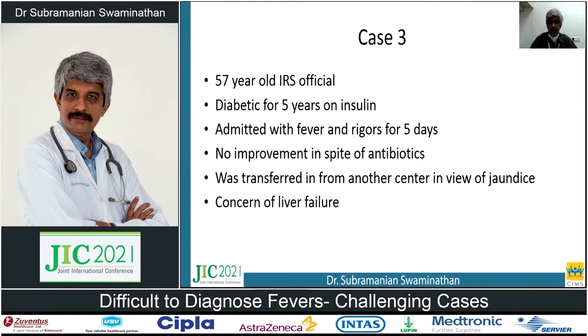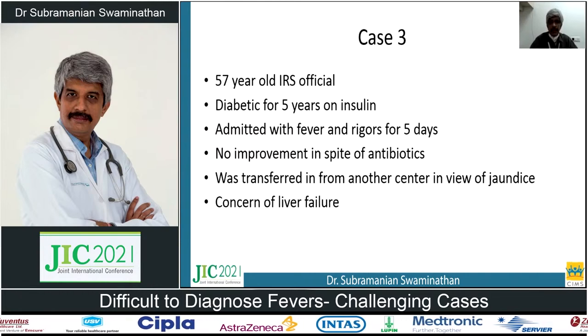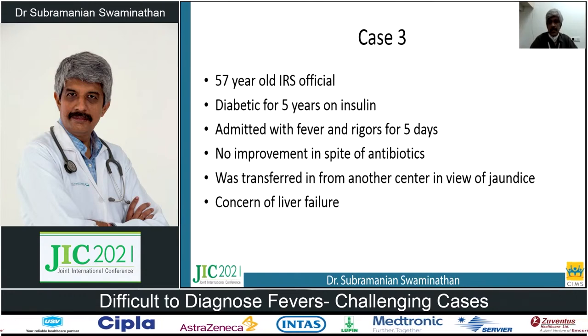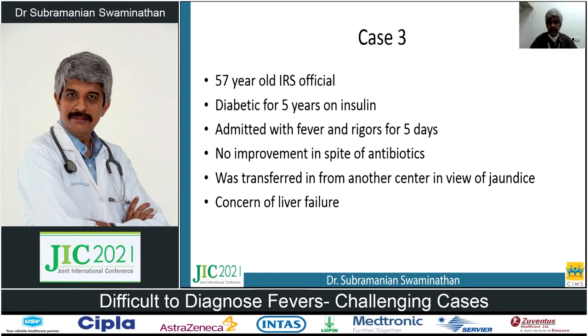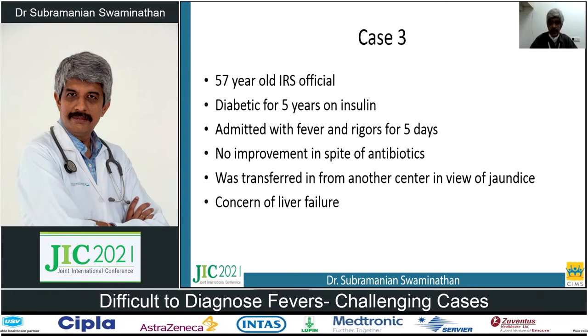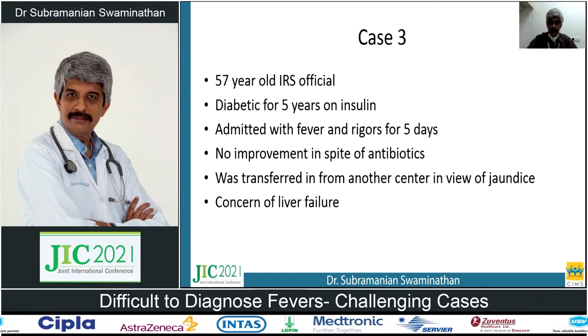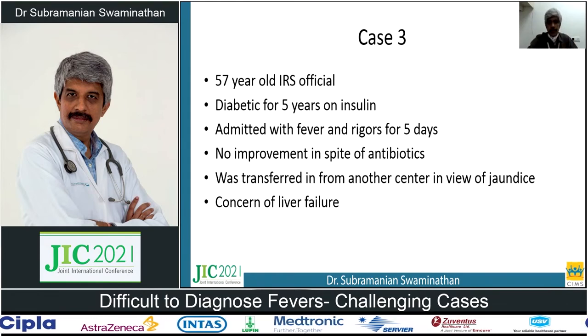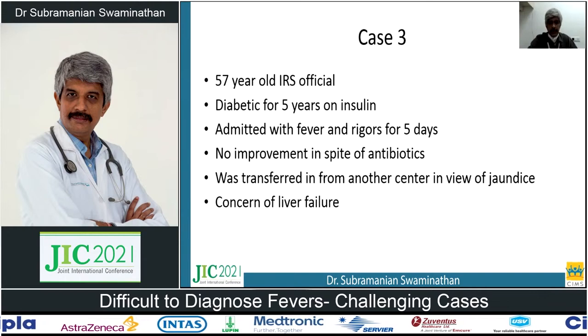He was admitted at another hospital, and he was on multiple antibiotics, and in spite of it, he was not getting better. Because he was starting to develop jaundice, they got a little panicky and they decided to shift him to our hospital. And there was also this concern of liver failure, and the patient was admitted into the liver team. So my team was called in and we decided to have a look at the patient to see what was happening.